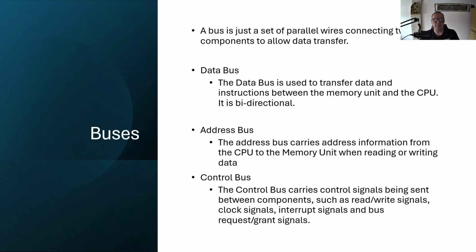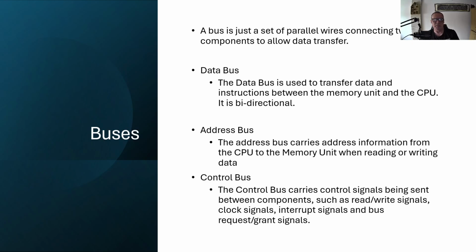So we've got 3 buses. A bus is just a set of parallel wires connecting 2 components together. So if you want to join, for example, the memory unit and the CPU, you can create parallel wires called a bus in between the 2. The 3 buses are the data bus, address bus, and control bus. The data bus is used to transfer data and instructions between the memory unit and the CPU.